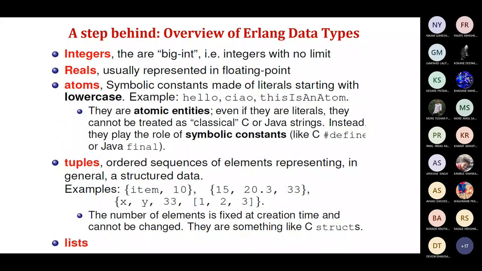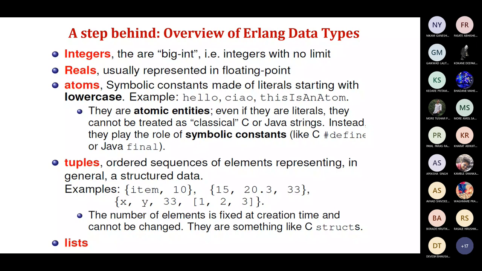So these are the various data types that are generally used in Erlang: integers, reals, atoms, tuples, and lists. Integers are big ints, that is, integers with no limit, very huge integers. We are not talking about very small integers which just take up a few bytes in memory, but about very big integers where there are no limits. Then reals are floating point numbers or float values.